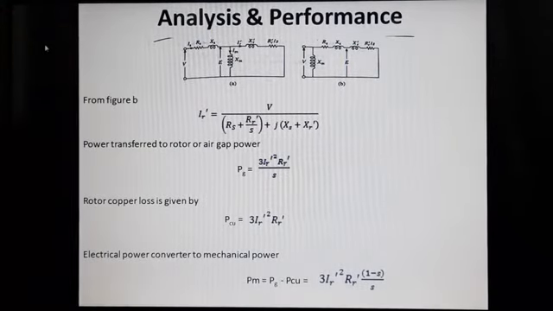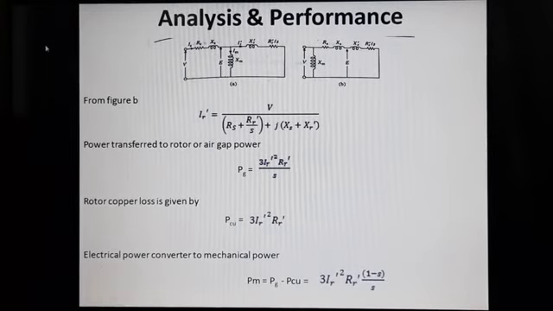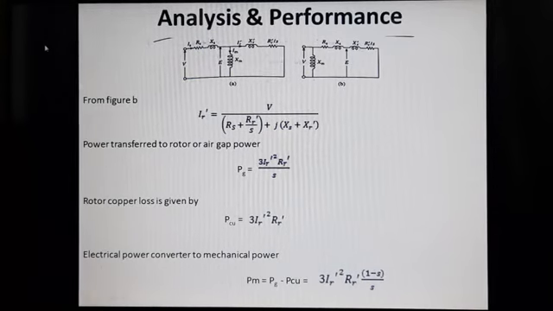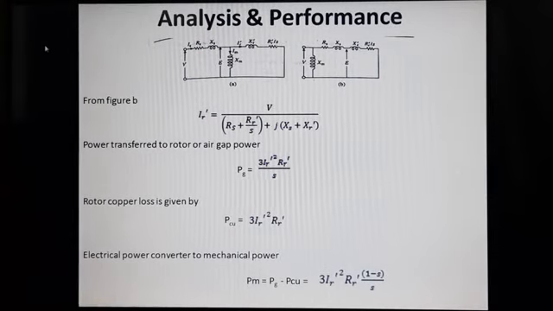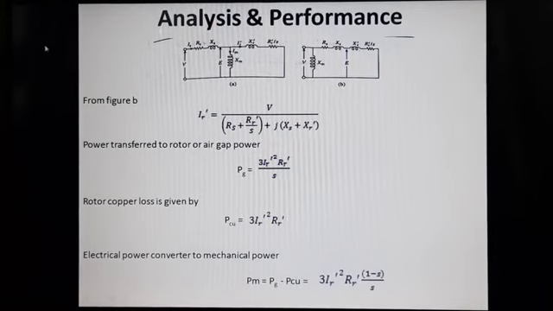Finally solving it, you will get SV in the numerator, and in the denominator you will get RR dash plus j into SXR dash. While taking its magnitude, you will get it as SV divided by square root of RR dash square plus SXR dash the whole square.